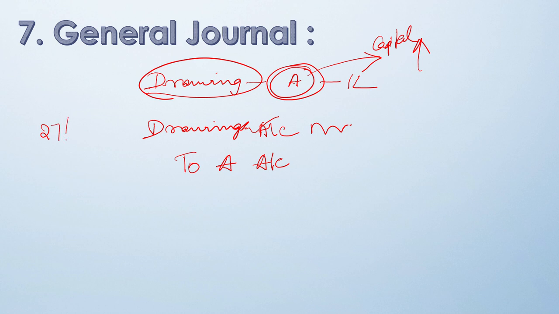So we have to write the date and what is the particulars here? Drawings account debit to A account, right? Now the amount here will be 1 lakh on the debit side, 1 lakh on the credit side. In narration, we can write withdrawn goods worth rupees 1 lakh by the proprietor. Like this, we can construct the journal entry.